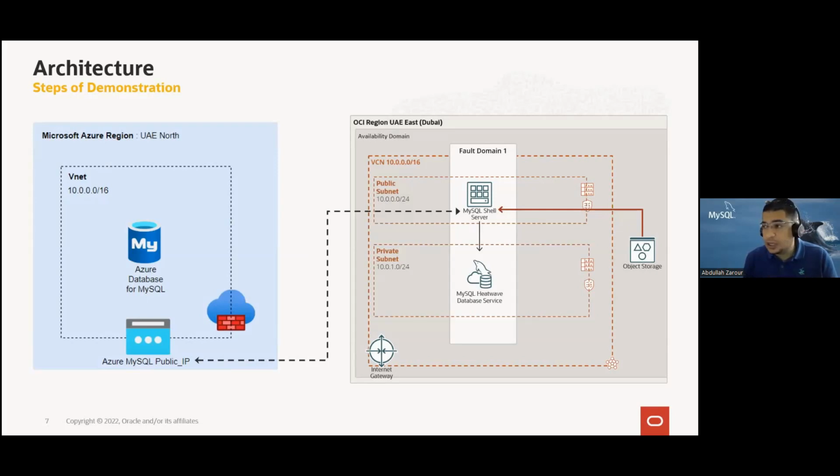Then we have the object storage, and then I have a compute server. On the Azure side we have the Azure MySQL database, which is assigned a public IP. I already configured the firewalls between these servers, so I can easily dump the data. The ultimate goal is to dump the data from the Azure side to the object storage side, then load the data back to the HeatWave system.